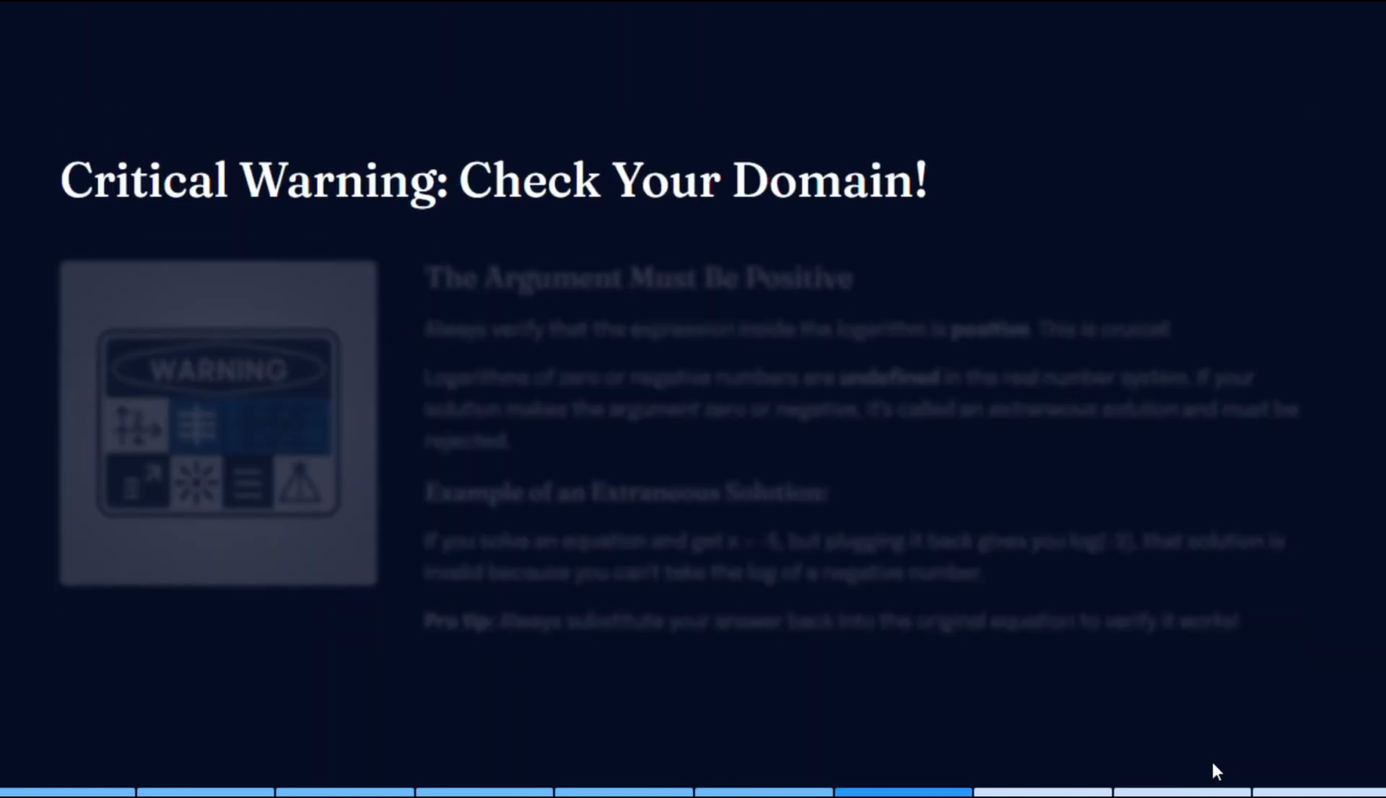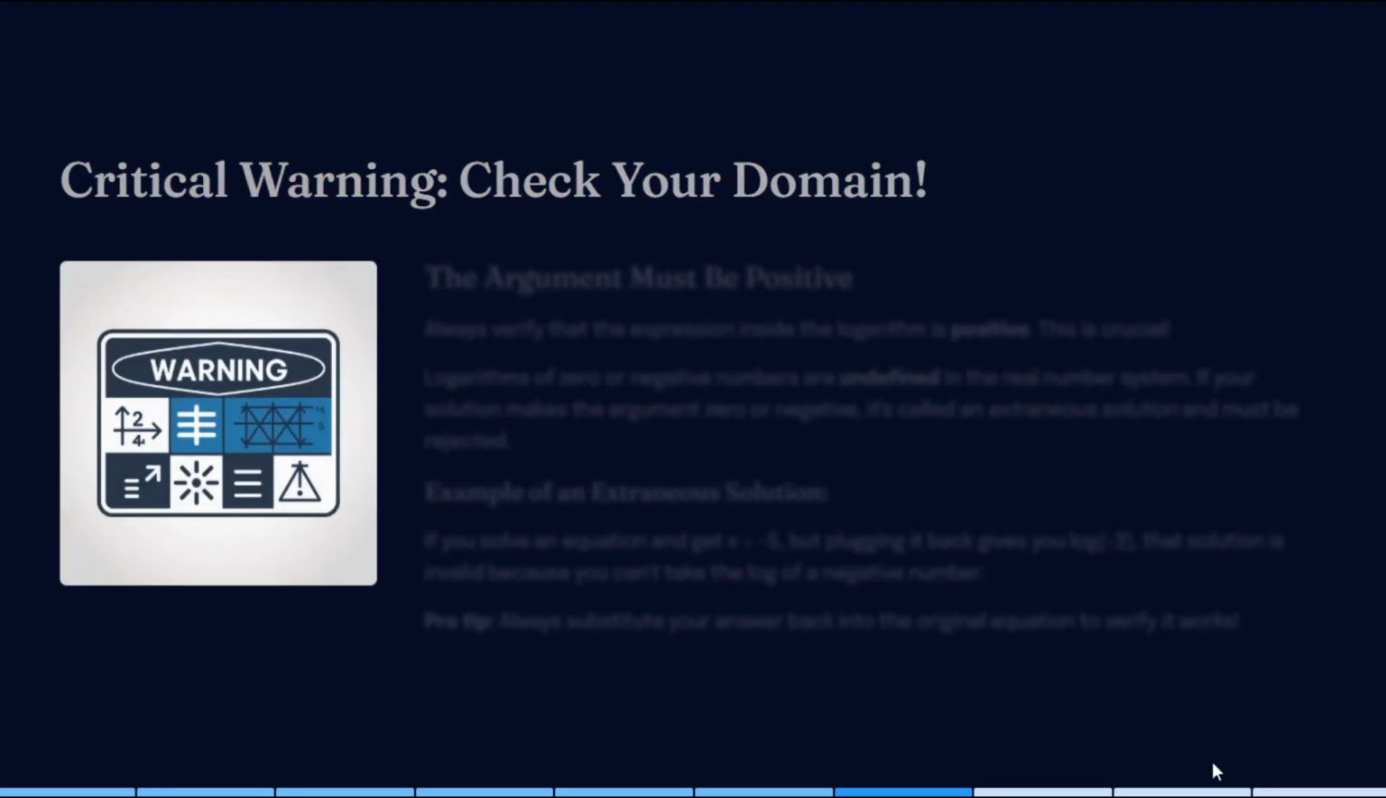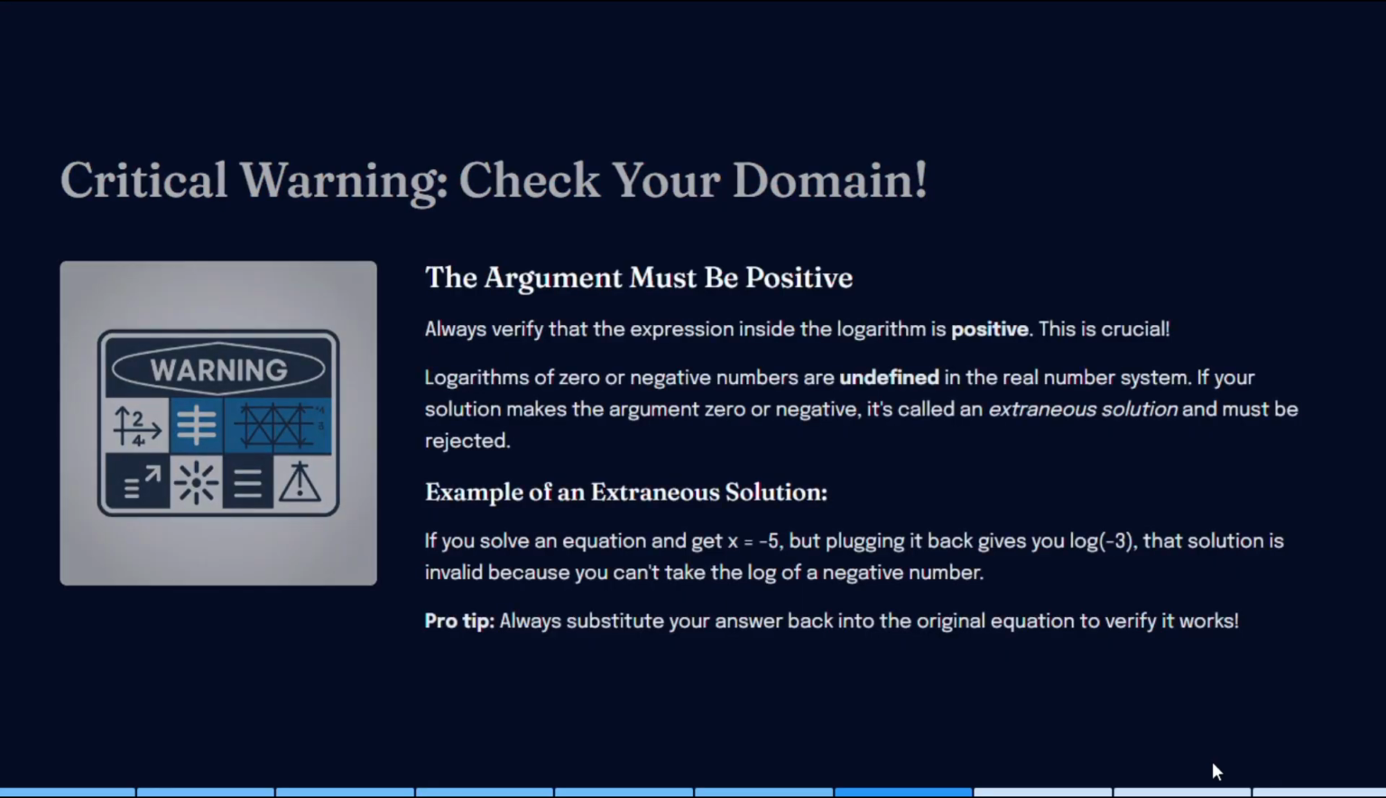But you must be cautious. You must always check your domain. The argument must be positive. So always verify that the expression inside the logarithm is positive. This is crucial because logarithms of 0 or negative numbers are undefined in the real number system. If your solution makes the argument 0 or negative, it's called an extraneous solution and must be rejected.